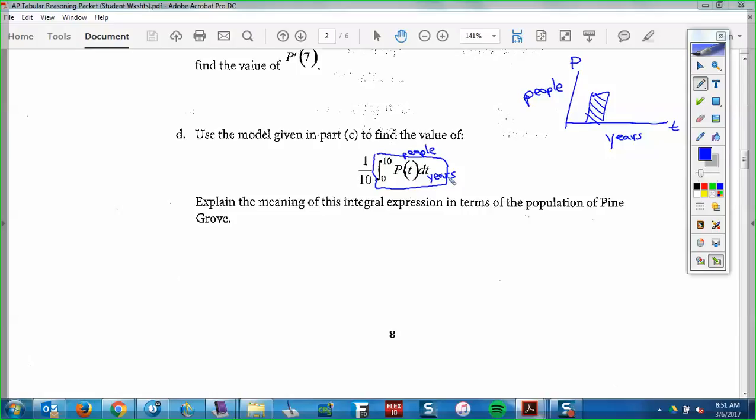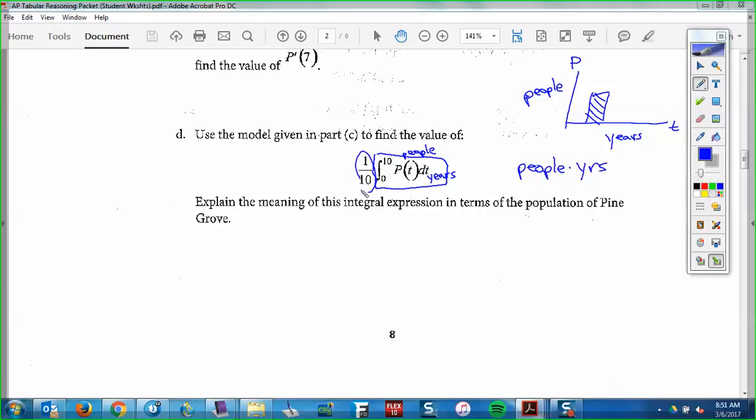Because the dt is what? Where did the dt come from? When we're talking about rectangles, where did the dt come from? It's doing it with respect to t, but where did this come from? In the sigma. It's the delta x, right? It's the width of the rectangles. So what you have are people tall rectangles and years wide. This is people years. So this integral would be people years.